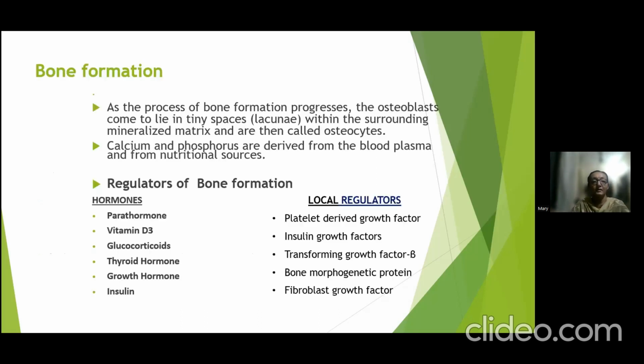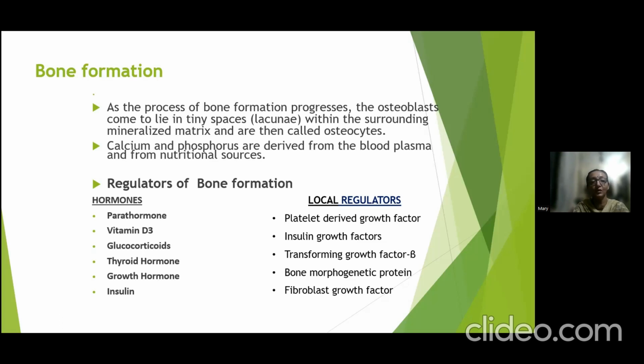So, coming to the process of bone formation. As the bone formation progresses, the osteoblasts will lie in tiny spaces within the surrounding mineralized matrix, and these osteoblasts are called osteocytes. They absorb the calcium and phosphorus they require for bone formation from the blood plasma and also from their nutritional sources. The main regulators of bone formation involve hormones as well as local regulators.